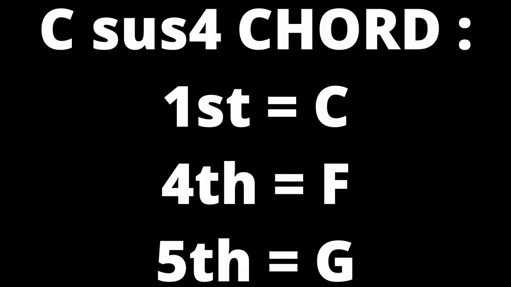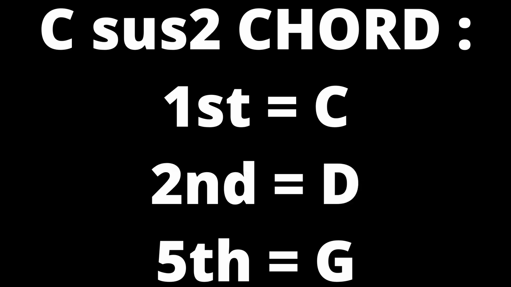The C major scale has the following notes. To construct a C sus 4 chord, we take out the third note and replace it with the fourth note, which gives us C, F, and G. And to create a C sus 2 chord, we add the second note to the first and fifth, which looks like C, D, and G.